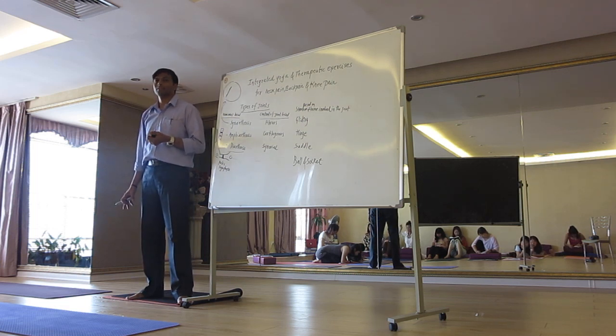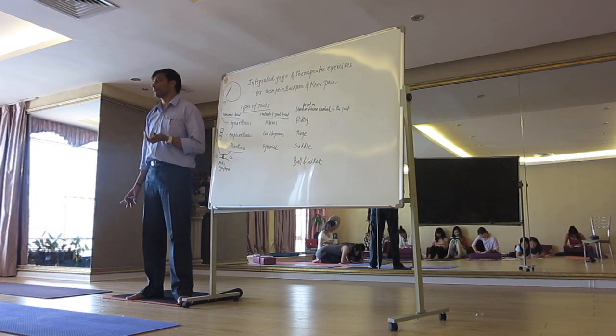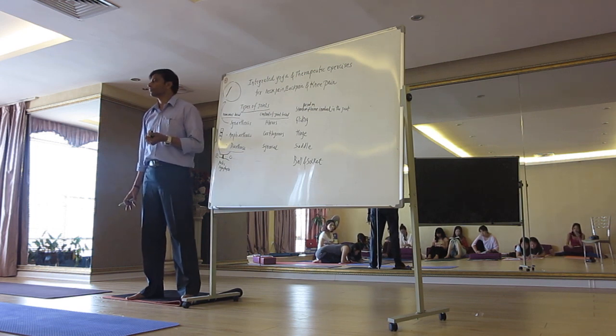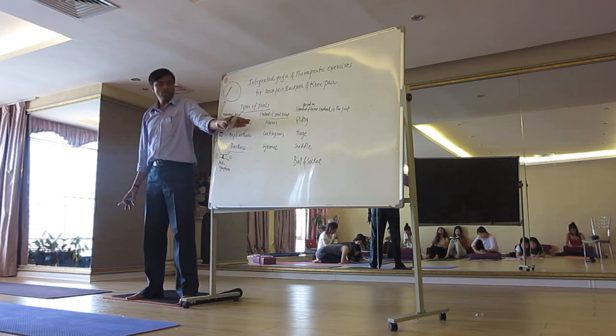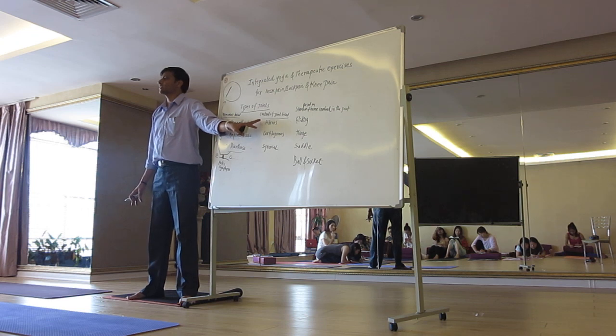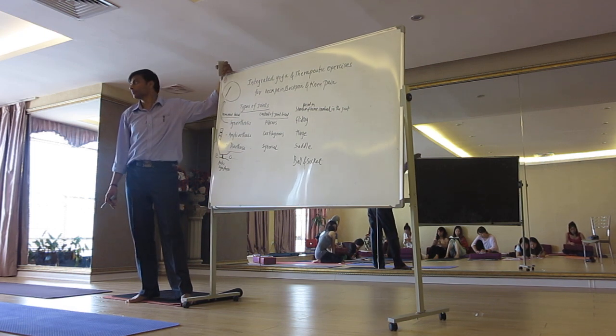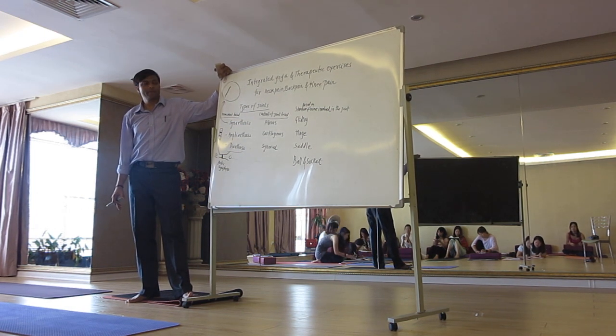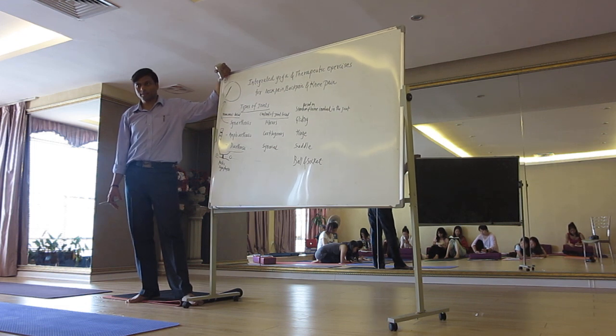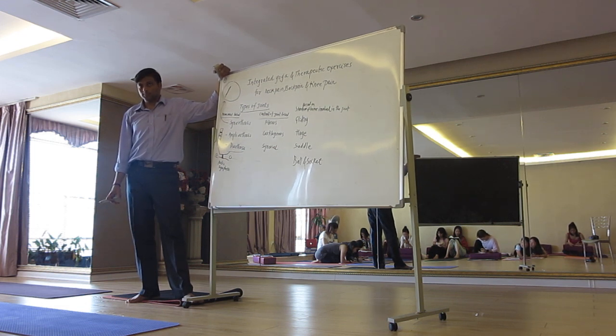What is the content? What is the joint made up of? So one is fibrous joints. There is some fibrous or fiber structure inside the joint. Fibrous.